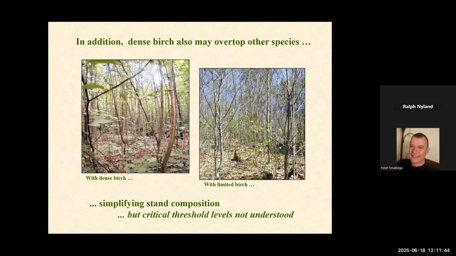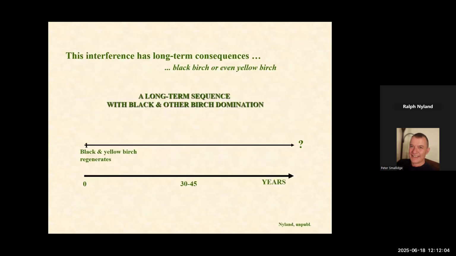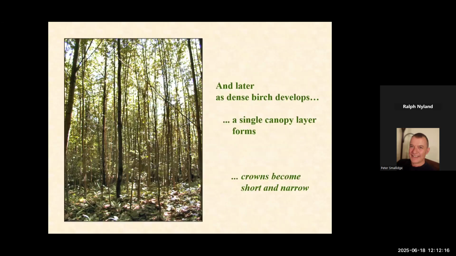Now, in addition to these, dense birch can also overtop other species. And where it does, it will limit or prevent the survival and development of those slower growing species, simplifying stand composition. But the critical threshold, we just don't know yet what that is. Birch is a long-lived species, both black and yellow birch, and so it will persist in the stand for long periods of time, well past half a century.